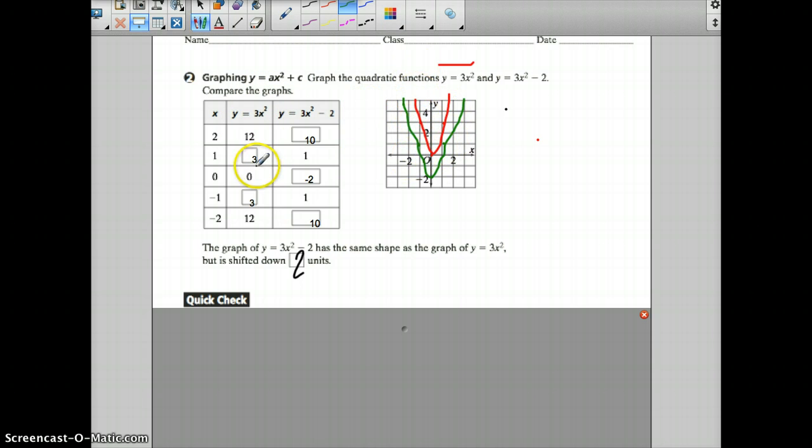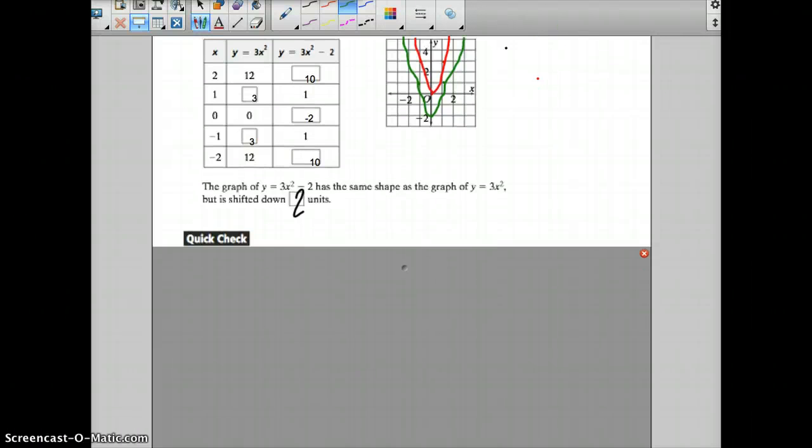It's kind of skinny because it has a 3 here, and at the origin is its vertex. Then when you subtract 2 from it, what ends up happening is it shifts down 2. Okay? And you can graph both these equations on your graphing calculator, and you can see the tables as well, and that will help confirm your graphs.